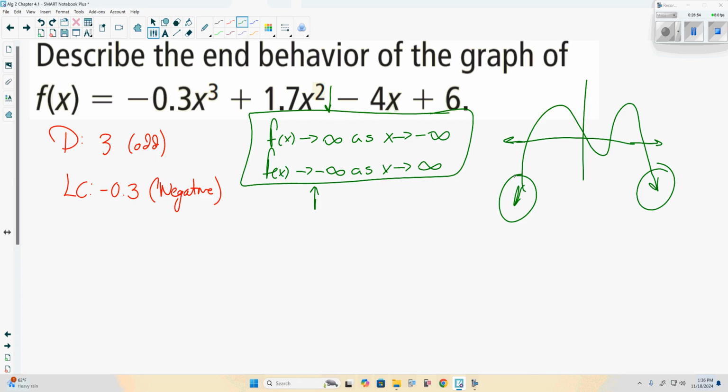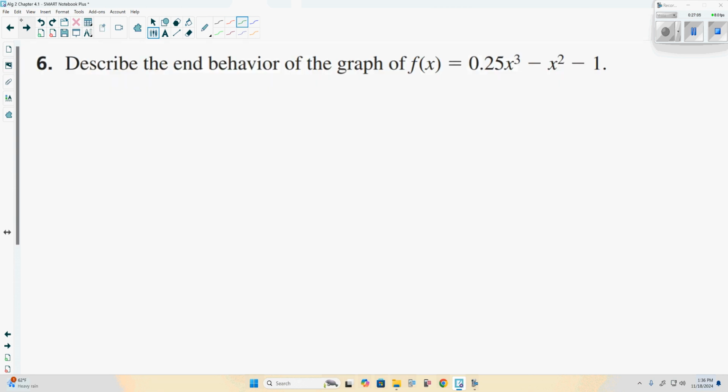Y equals? Put that in there. We ready for the last one?